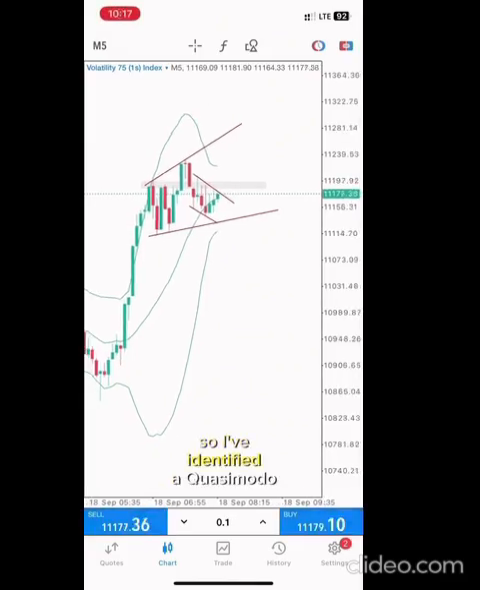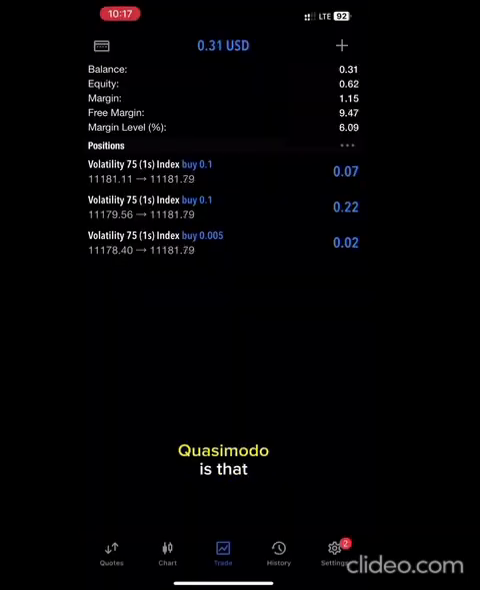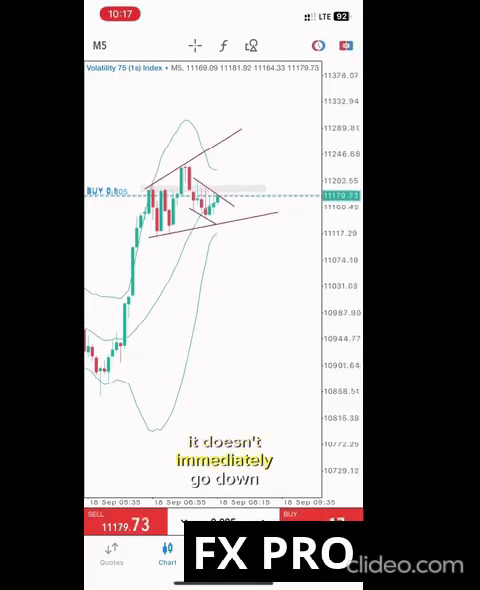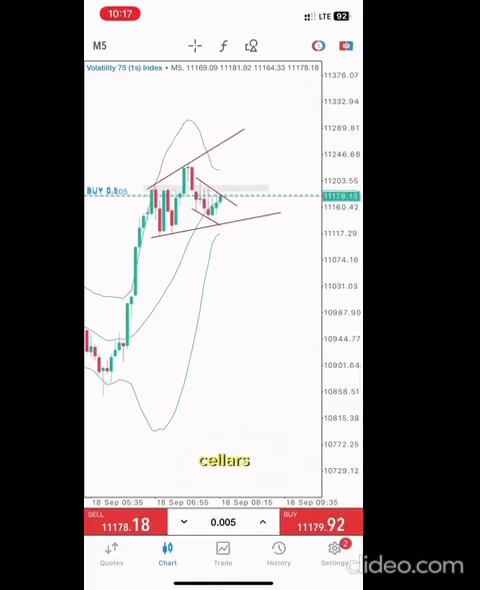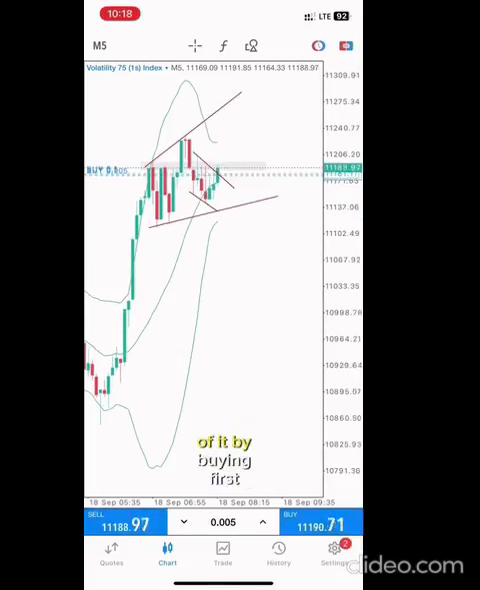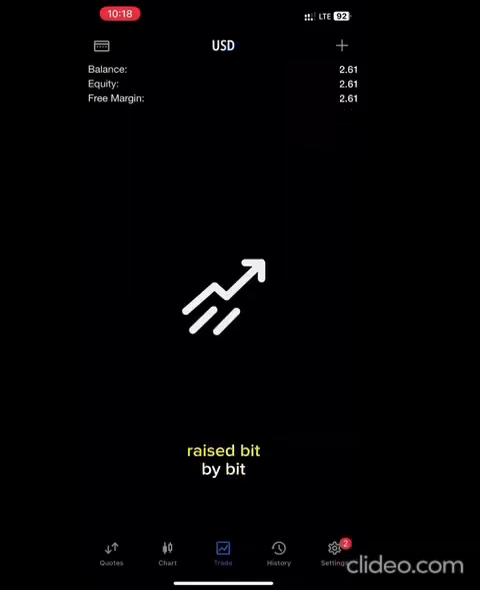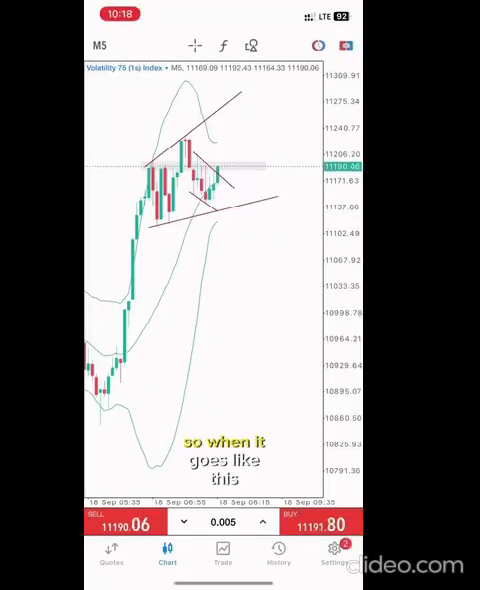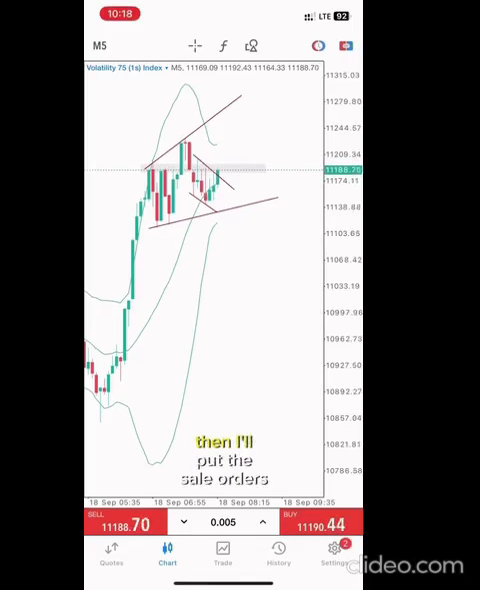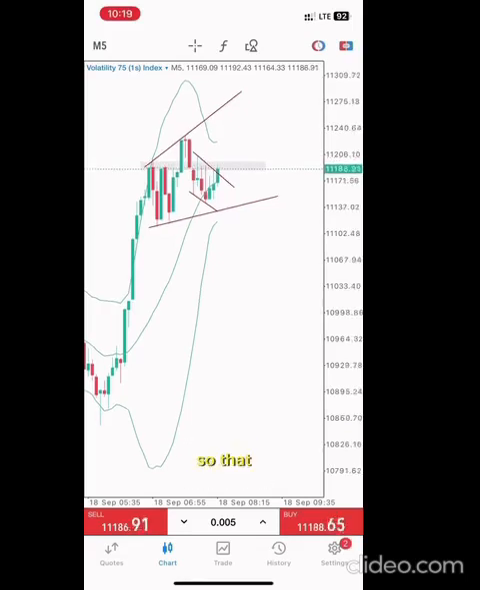So I've identified a Quasimodo on the Volatility 75 1s on the 5-minute. And the thing with the Quasimodo is that it doesn't immediately go down. It will go up to hit the stop losses of the early sellers. So I'll take advantage of it by buying first. So you see, the account is being raised bit by bit. So when it goes like this, then I'll put the sell orders so that it can eventually go down.